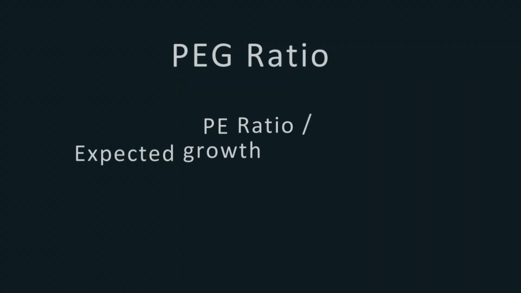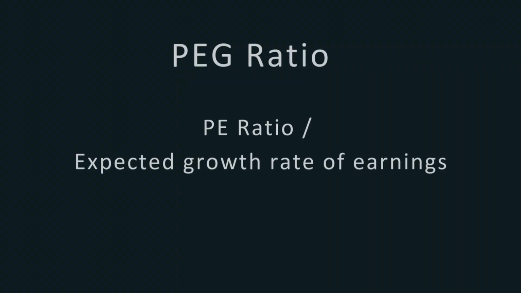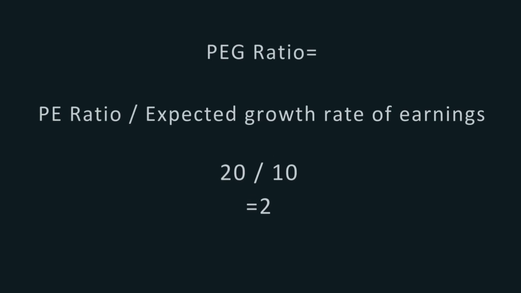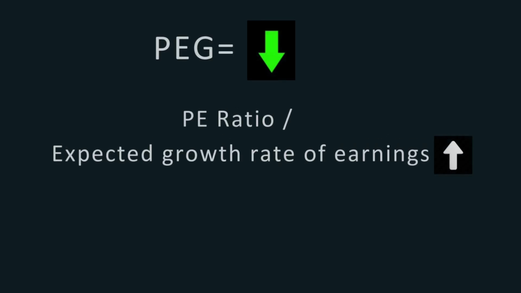PEG ratio is per unit growth PE ratio and is calculated as PE ratio divided by expected earnings growth rate of the company. For example, if a company has PE ratio of 20 and its expected earnings growth rate is 10%, its PEG ratio will be 20 divided by 10, that is 2. So PEG ratio helps you to standardize the PE ratio of stocks with different expected growth rates and make them more comparable. So you might consider a stock as overvalued if it has high PE ratio, but if it has high growth expectations, its PEG ratio that has growth rate in the denominator will be low.